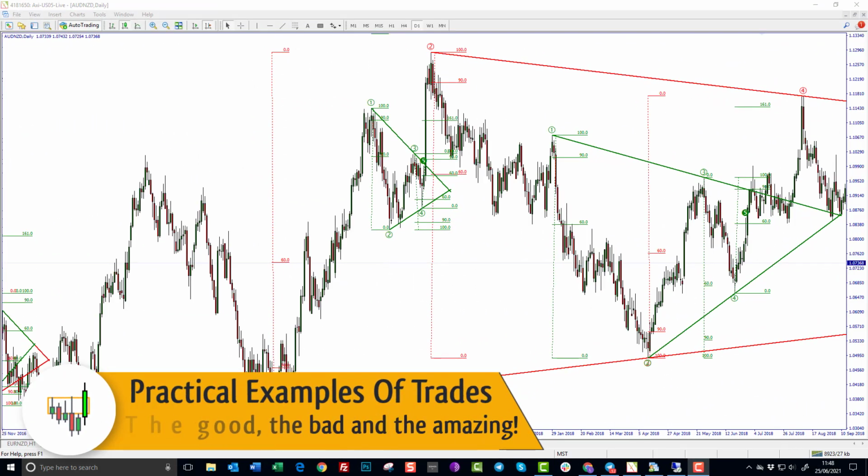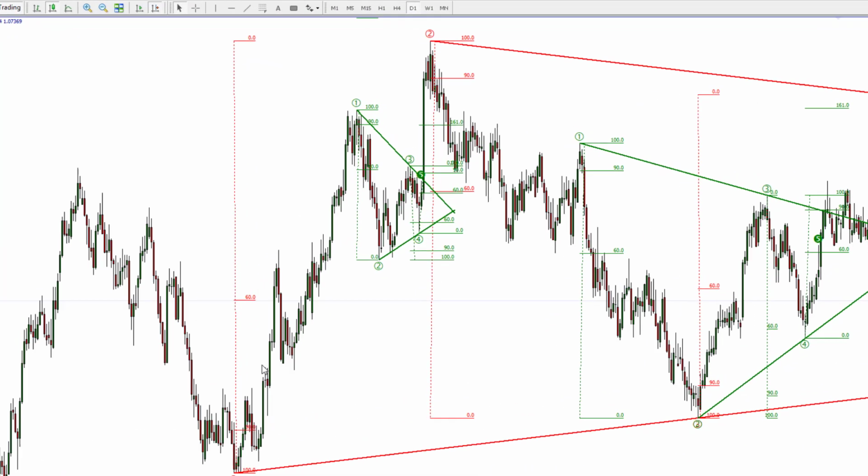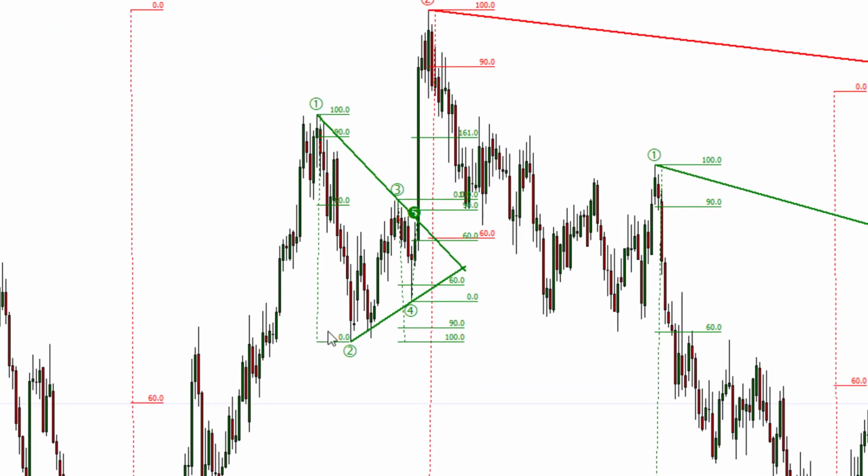What we're going to do now is look at some examples of symmetrical triangles and patterns that have played out in the past, so we can see how we could have entered those and how we could have traded them. So we'll start off with this one that we can see here, which is a bullish symmetrical triangle. As you can see, price has had a strong up move. We've got the symmetrical triangle put in place, and we've got our alert on this candle here, which is 0.5.